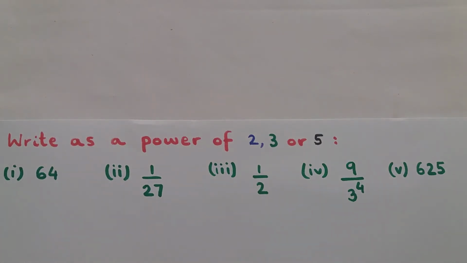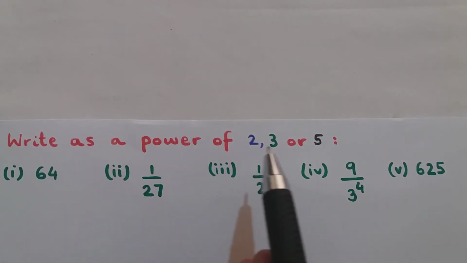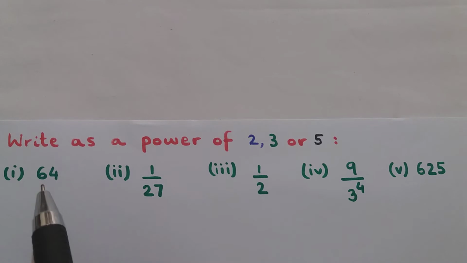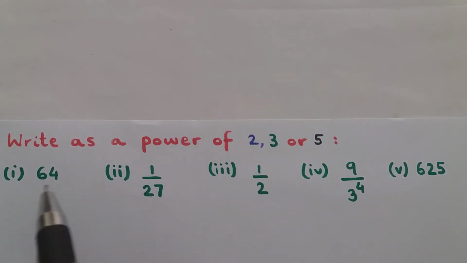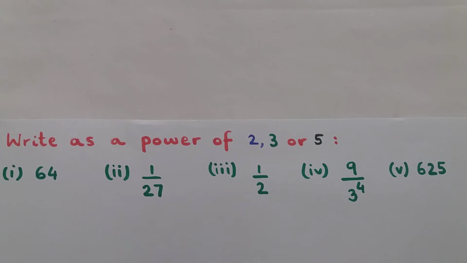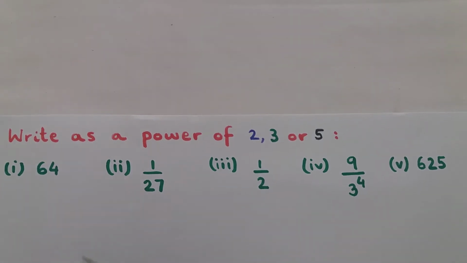Welcome. Here the question says write as a power of 2, 3 or 5, and the very first expression is 64. So I have to write 64 as a power of 2, 3 or 5. Now in order to write 64 as a power of 2, 3 or 5, I have to do the prime factorization of 64. So let us do the prime factorization of 64.